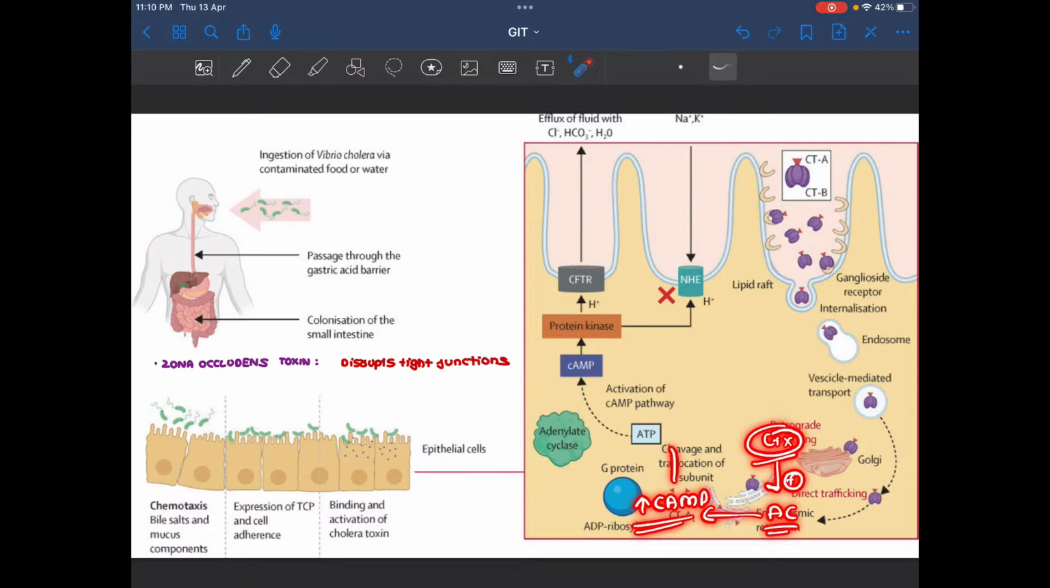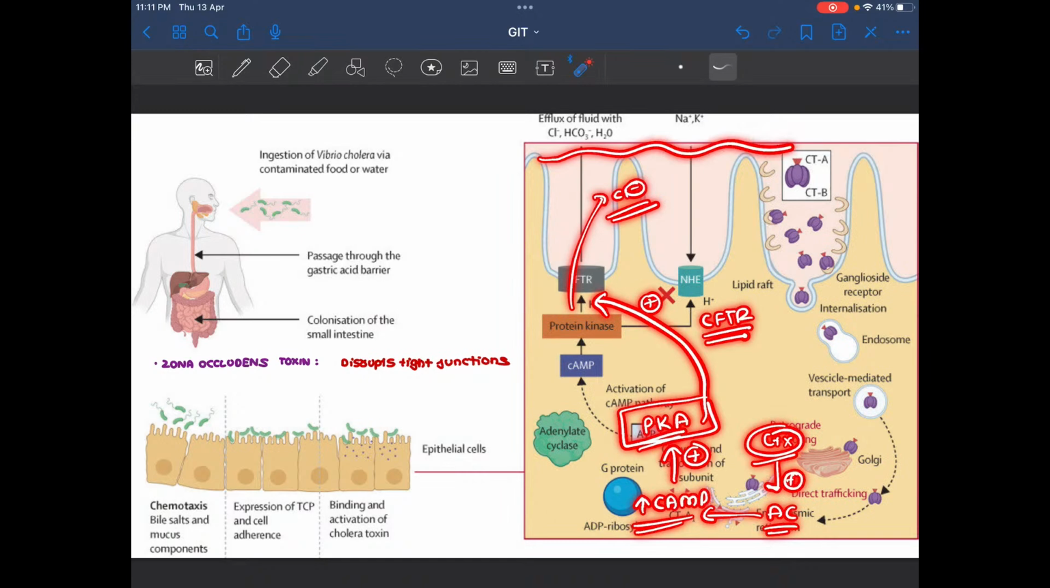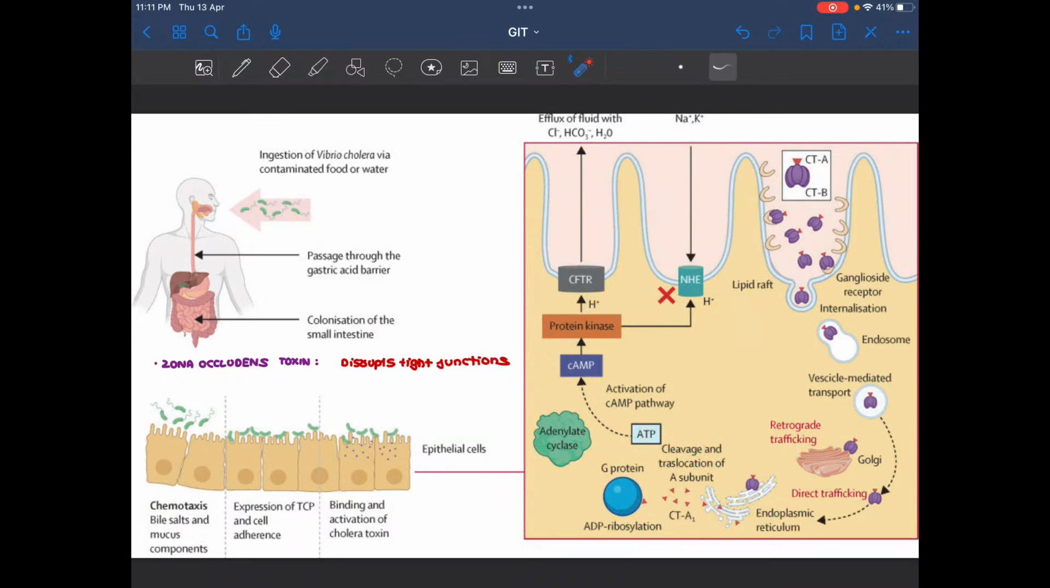And we know cyclic AMP activates a protein kinase known as PKA. This protein kinase is going to activate a transporter known as CFTR, the cystic fibrosis transmembrane conductance regulator, whose role is the efflux of chloride. So you're losing too many ions here. And whenever there are ions, obviously water is going to follow by the paracellular pathway. This is the mechanism by which cholera toxin can mediate diarrhea.